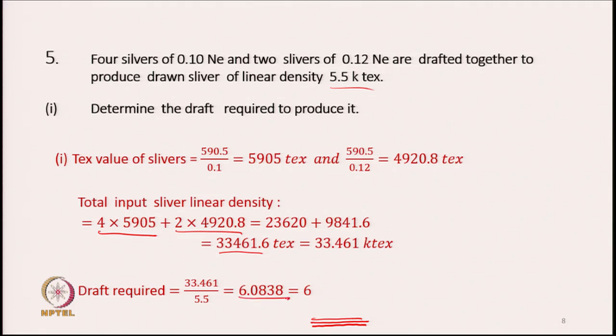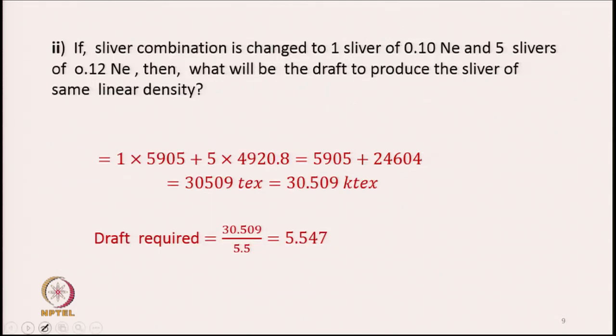If we take the ratio, we get a figure 6.0838, that means it is close to 6. For all practical purposes, we should say it is close to 6. So, the draft that we need to produce 5.5 kilotex sliver is 6 in this case. Now, there is another continuation of the same problem.